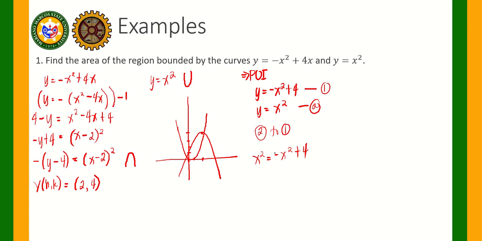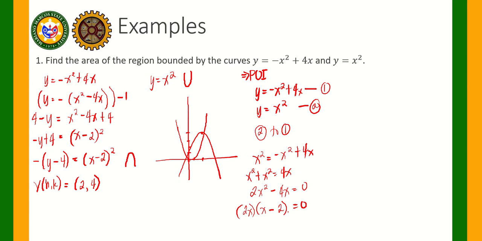So, transpose natin si negative x squared dito sa kabila. So, this will become x squared plus x squared equal to 4x. Okay, so x squared plus x squared, that is 2x squared. Lipat din natin sa kabila si 4x kasi may x variable siya. So, magiging negative siya, 4x equal to 0. Now, we factor out si 2x since common sa kanila. So, this will become x minus 2 equal to 0.